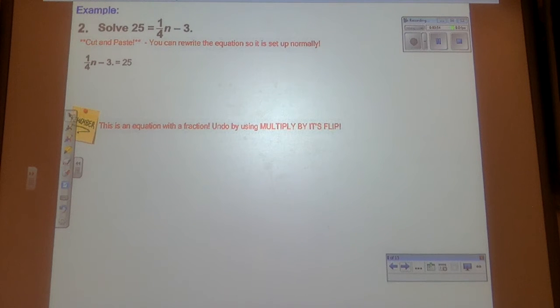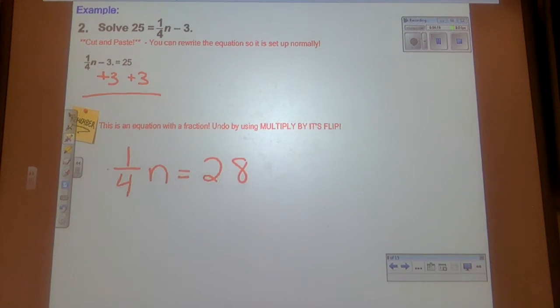All right, our example number 2. Solve 25 equals 1/4 n minus 3. Remember, cut and paste, you can rewrite it so it's set up normally. So we rewrote it as 1/4 n minus 3 equals 25. You undo your subtraction, so you add 3 to each side. So we are left with 1/4 n equals 28. 25 plus 3, we get 28.